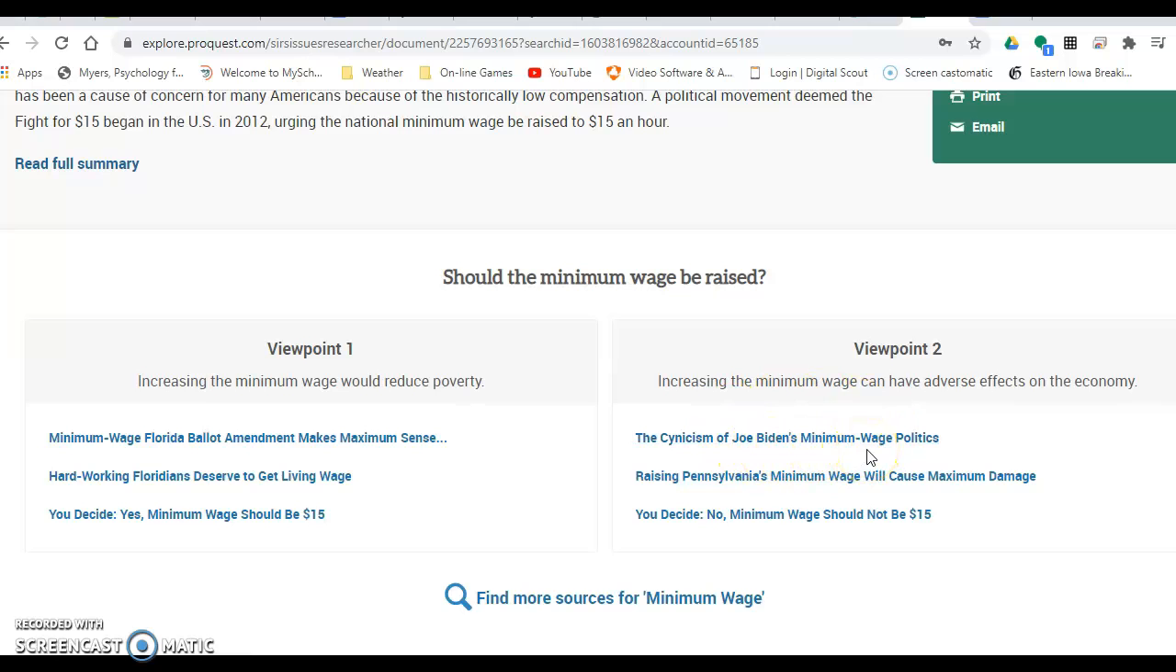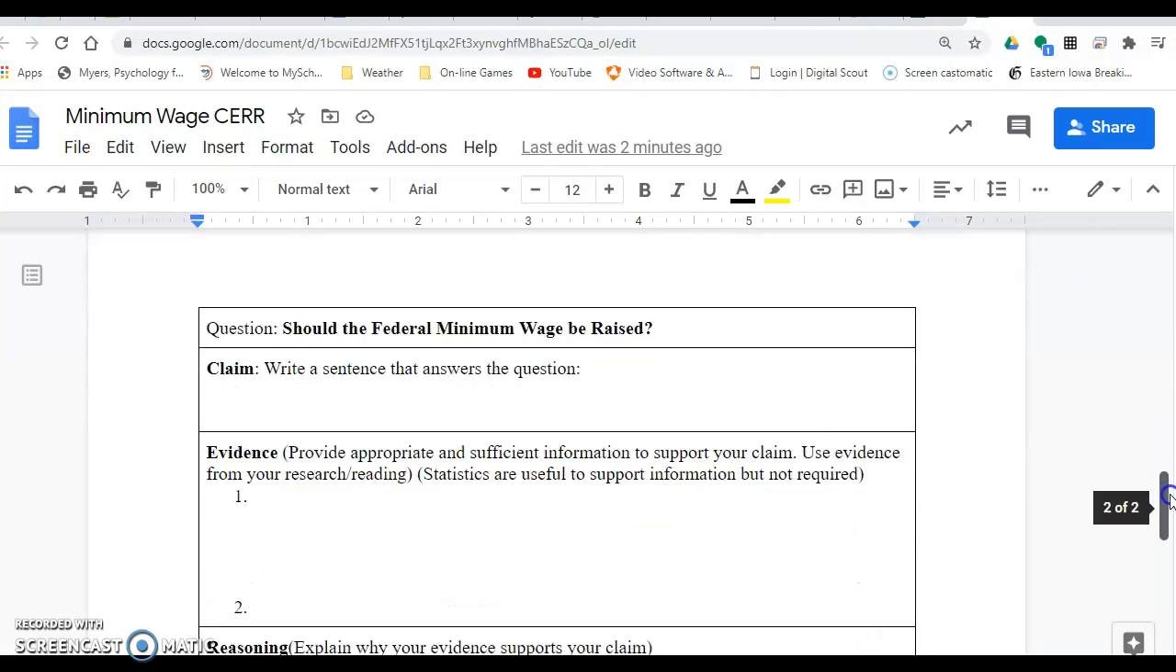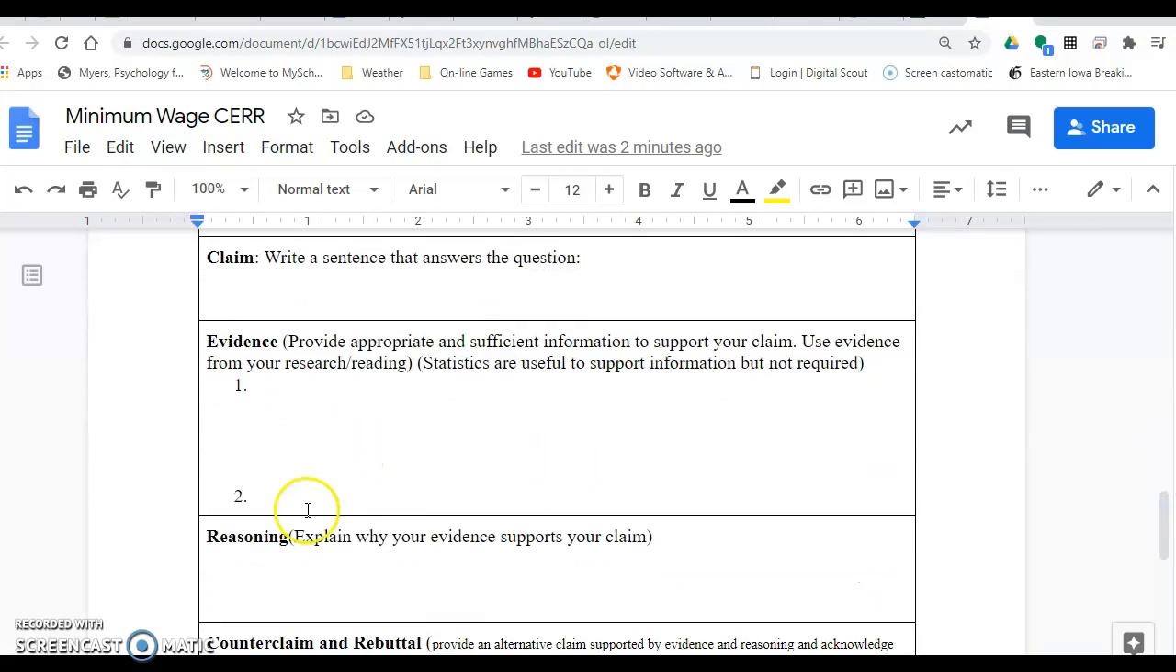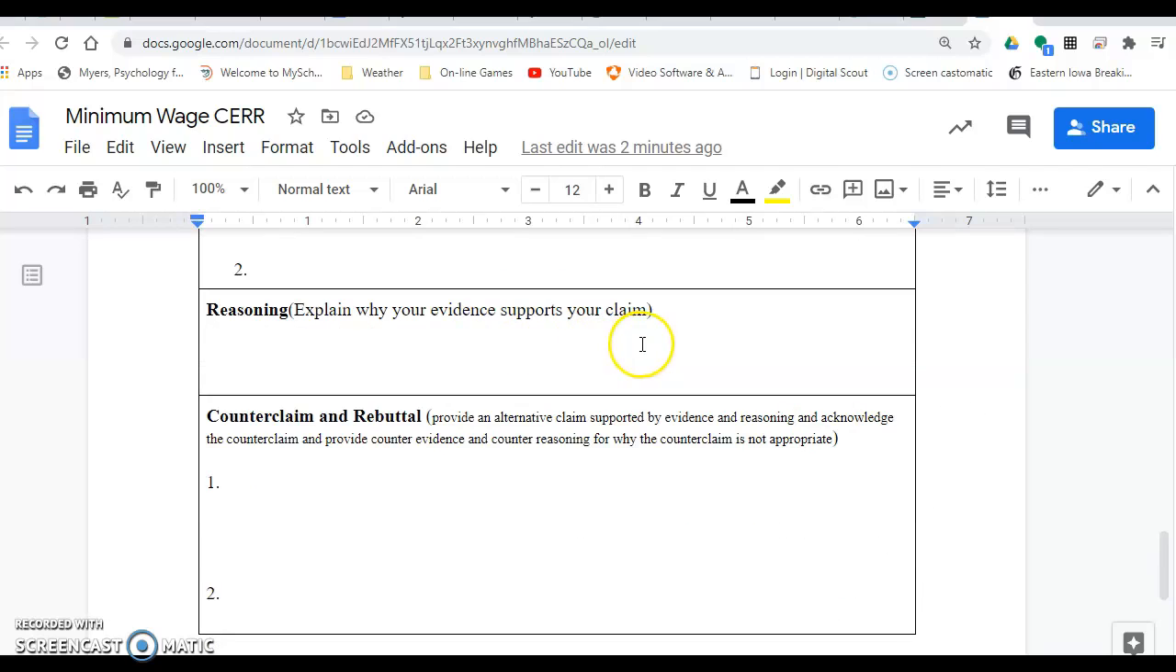Okay? Therefore, if you notice on the minimum wage argumentative writing assignment, you can see here that you need to find evidence that would come from the articles that you are in support of, and you need to use the research they have in there. Use the data they have in there as your evidence. Reasoning, explain why your evidence would support your claim. And then the counterclaim and rebuttal. So this is where your article against your opinion is going to be used.